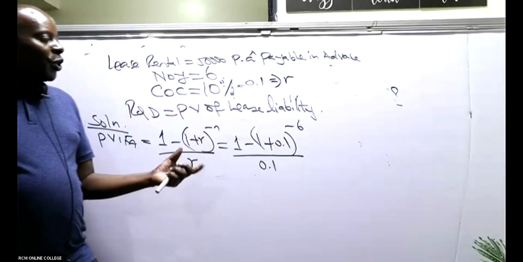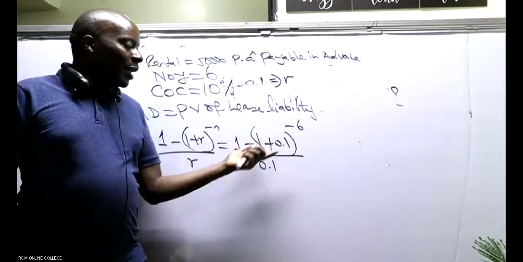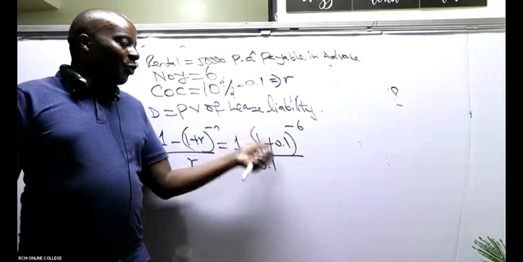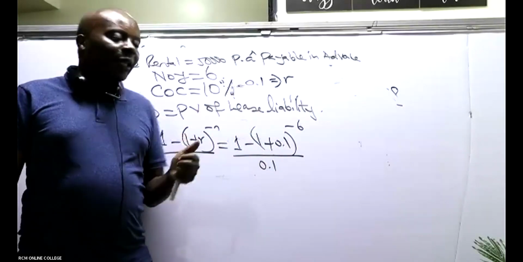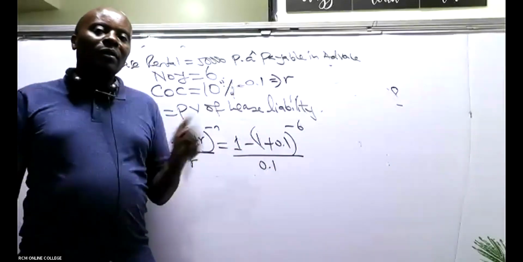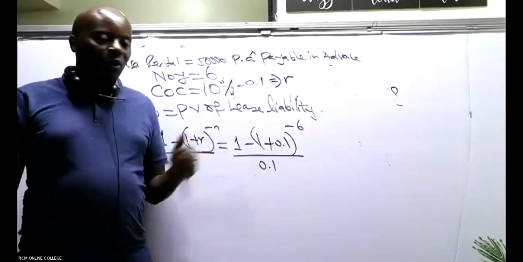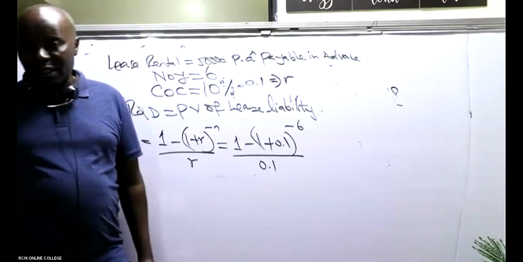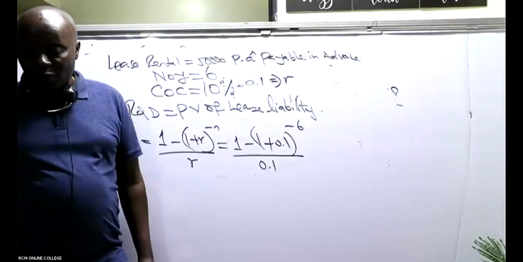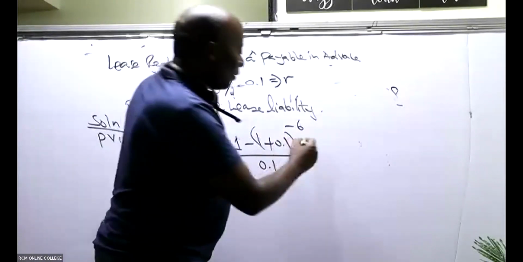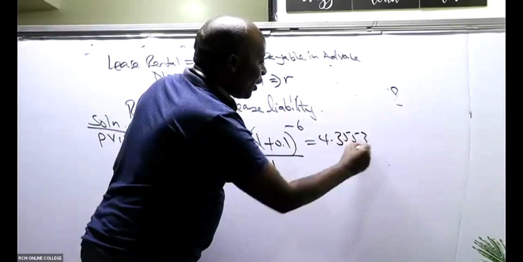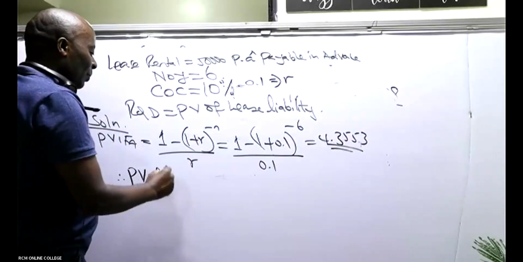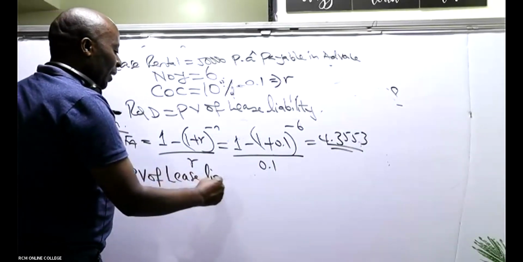If you don't like that approach, you can use brackets first. So bracket, you say 1 plus 0.1. All right. So you get 1.1 raised to minus 6. So you raise first, and then you come and say 1 minus the answer. Then you say equals. After you say equals, now you should be able to come and say divided by what here? 0.1. What are we getting, somebody here? We are getting 4.3553.